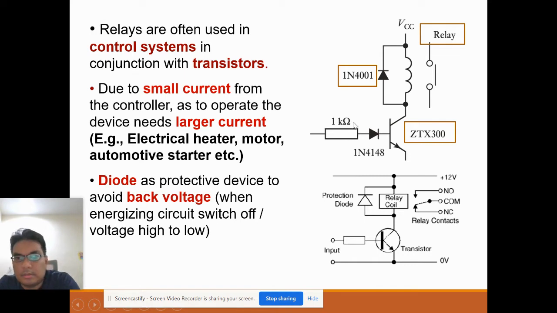broken. Okay, so this is a real circuit, the schematic one, and the electrical circuit symbols. This is the diode, the protective diode. This is the relay here. And also this is the transistor.